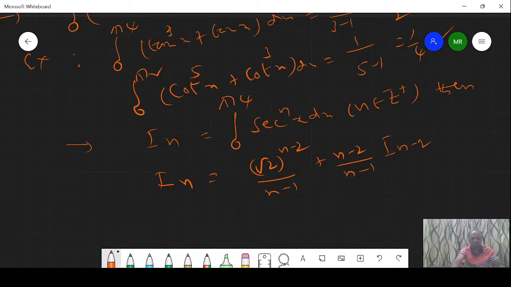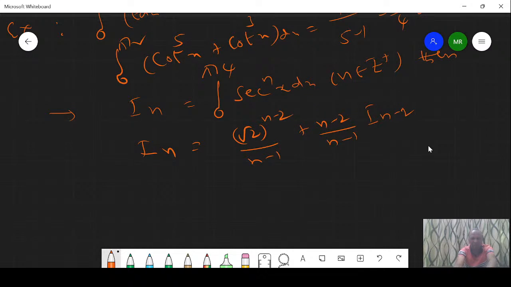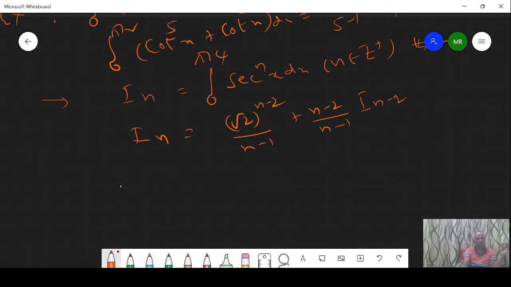For example, I will explain one problem. They are given the integral from 0 to pi by 4 of secant power 3x dx. Now you can write root 2 whole power 3 minus 2, by 3 minus 1, which is 2. Compare this: n is 3, so you get 3 minus 2, which is 1, by 3 minus 1, which is 2. Correct? You substitute n minus 2 by n minus 1 here.